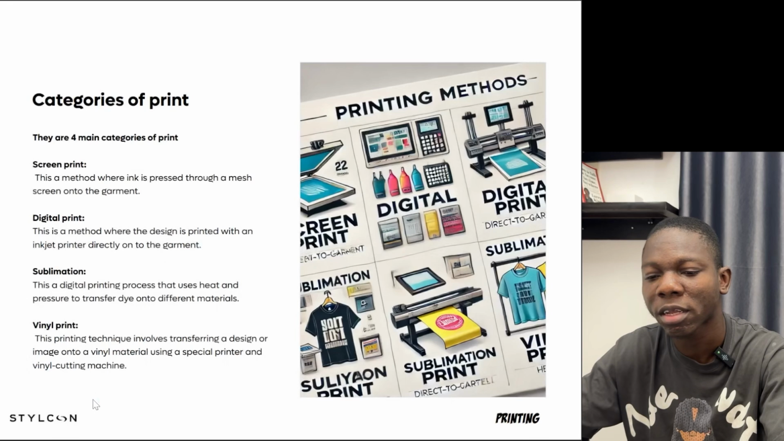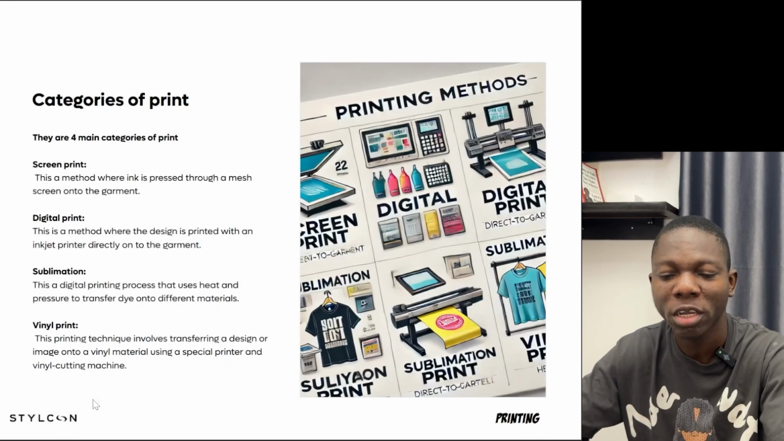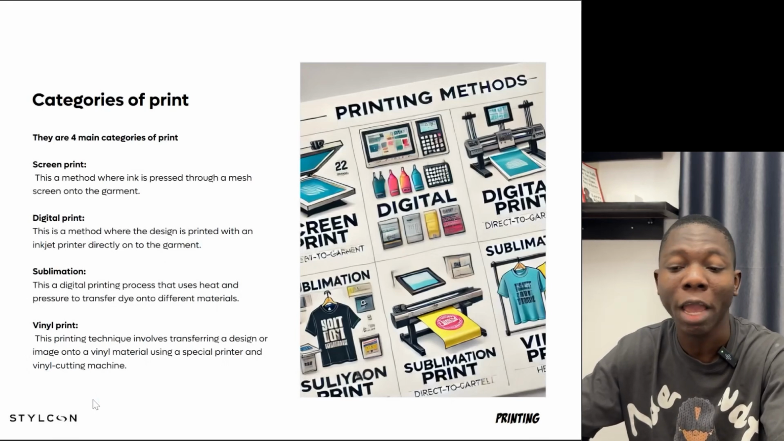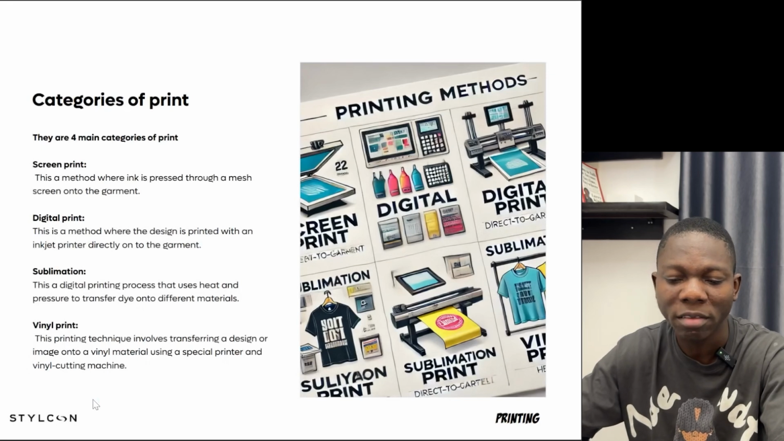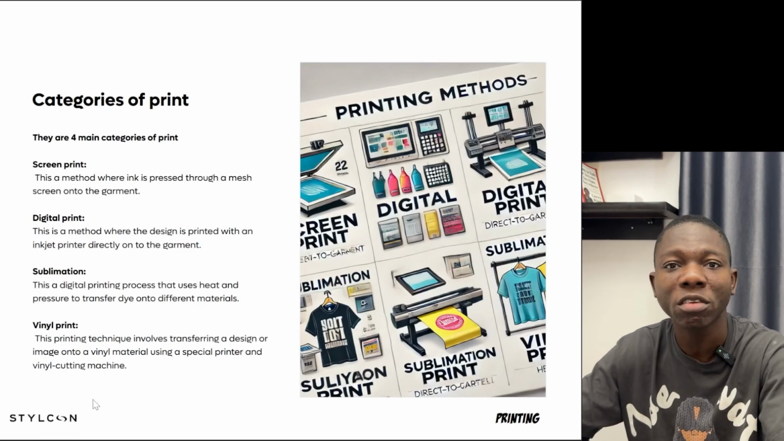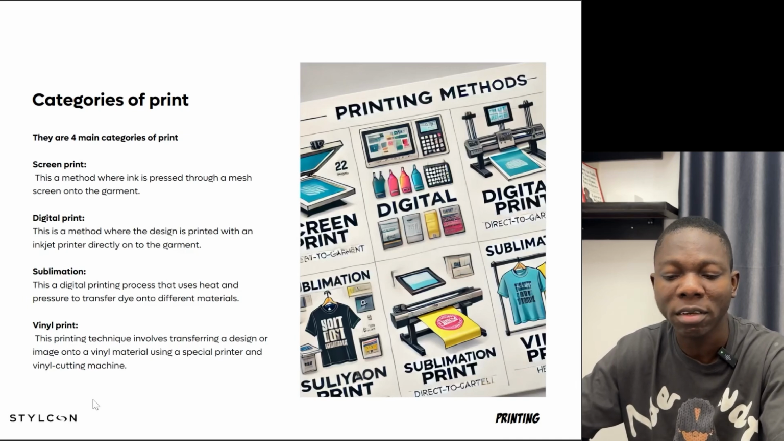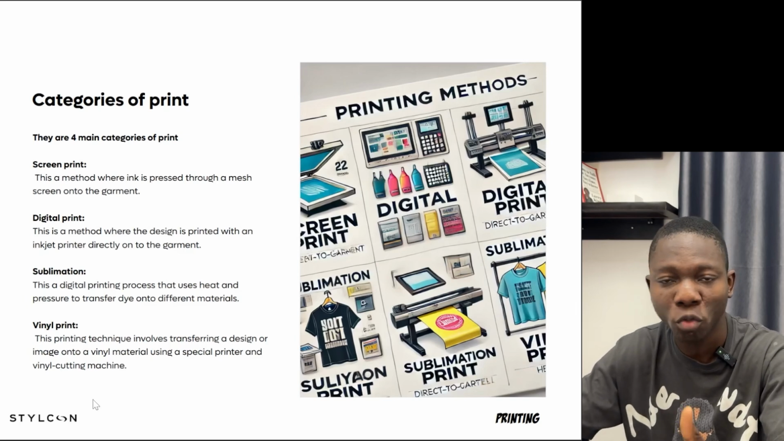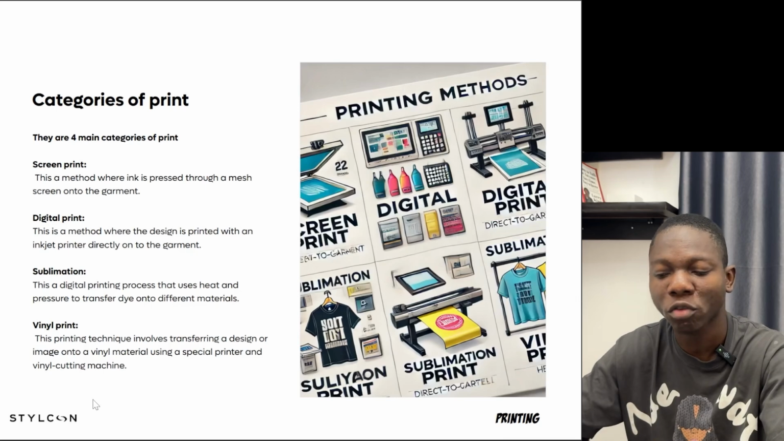In screen printing, this is where ink is pressed through a mesh. In digital printing, this is where a printer is used to print directly on the garment. Sublimation is used to transfer a dye into materials. Vinyl printing involves you buying a vinyl material. This could be silicone, this could be flex or flock, using a cutter to cut out the print, then transferring it to a garment.